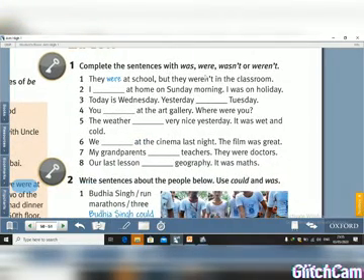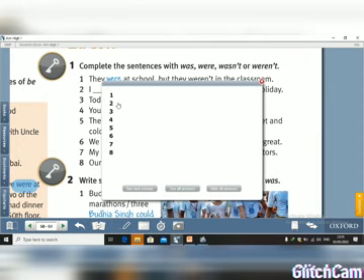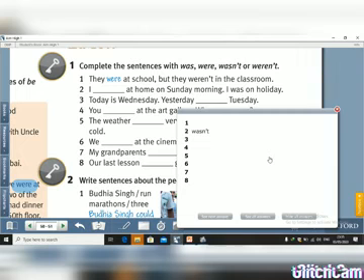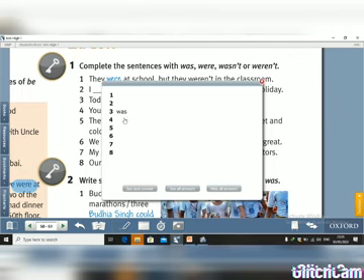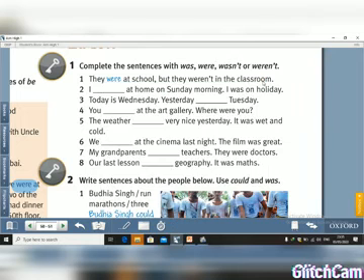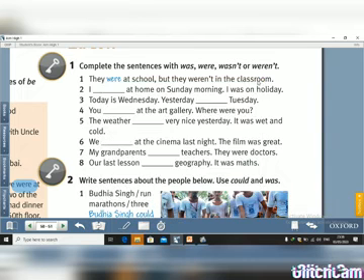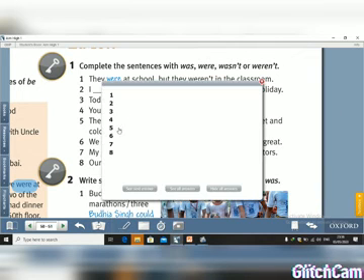Complete the sentences with was, were, wasn't, or weren't. They were at school, but they weren't in the classroom. I was at home on Sunday morning. I was on holiday. So, I wasn't. Number three, today is Wednesday. Yesterday was excellent. Number four, you at the art gallery. You weren't. Yes. Number five, the weather very nice yesterday. It was wet and cold. Yes, the weather wasn't. Okay.